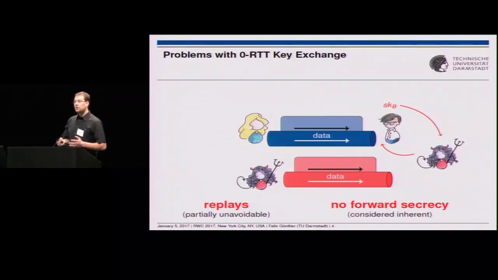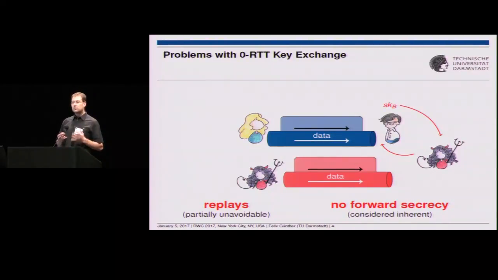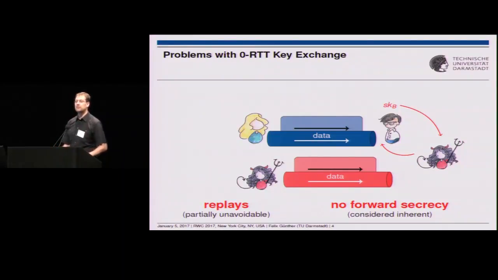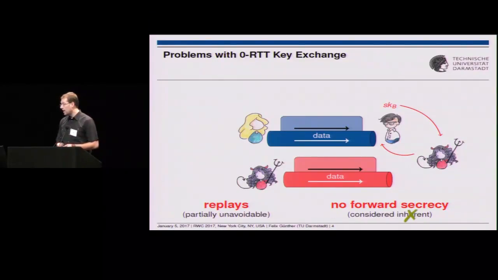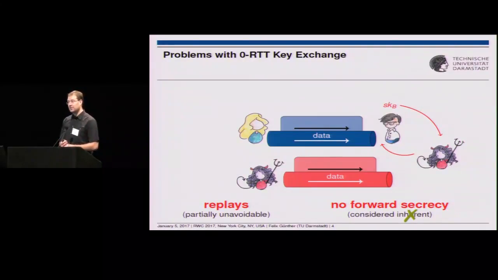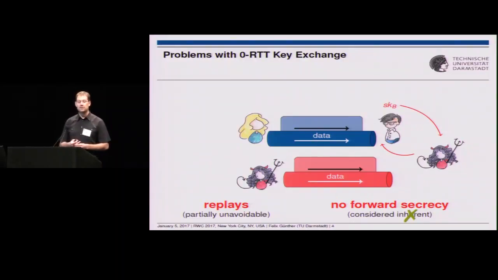Now, as you know, forward secrecy is considered a crucial and very important security goal, in particular to prevent mass surveillance. This means the lack of it here is particularly unfortunate, but commonly considered an inherent limitation of zero round-trip time key exchange. In this work, we however show that this common belief is actually false. So we built a zero round-trip time key exchange protocol which achieves full forward secrecy.